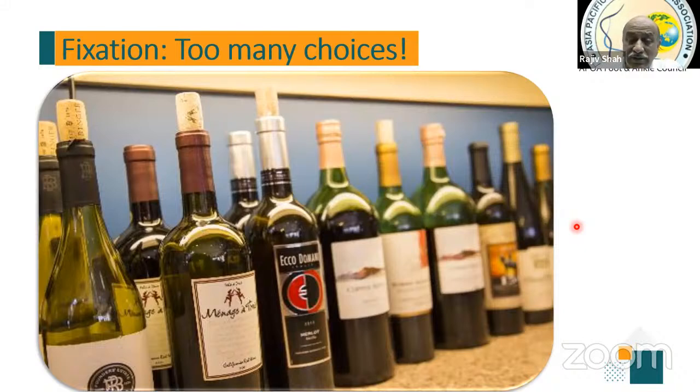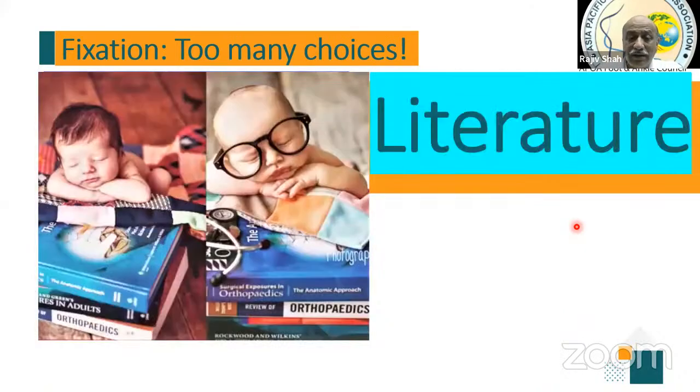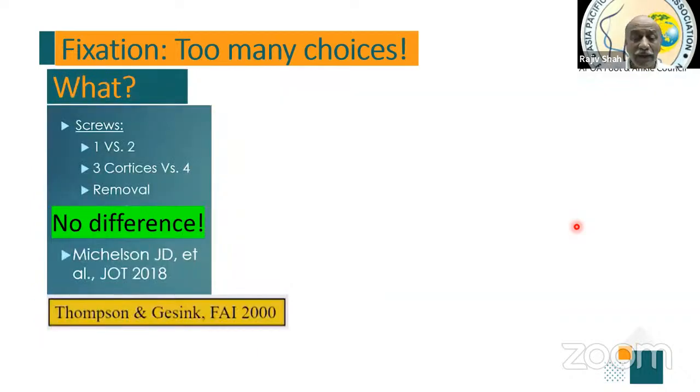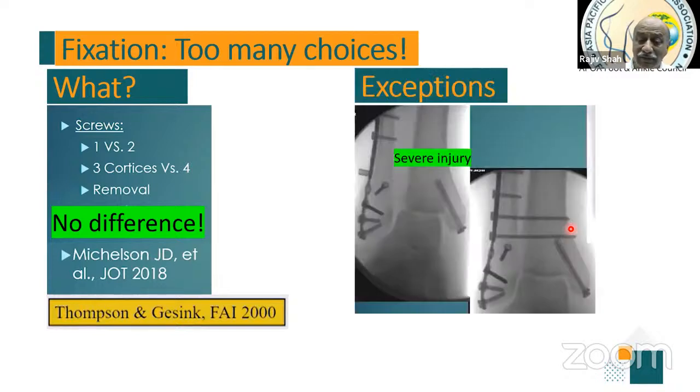There are too many choices. You have to select what is the remedy. Go back to the literature. What the literature has said is what we have to accept and move forward. The literature said that one screw, two screws, three cortices, four cortices, there is no difference. Except in a severe injury, you put in two screws which go four cortices. In a very osteoporotic case, you use four cortices, two screws, and in delayed presentations, late reconstructions, you use two screws, four cortices or three cortices.